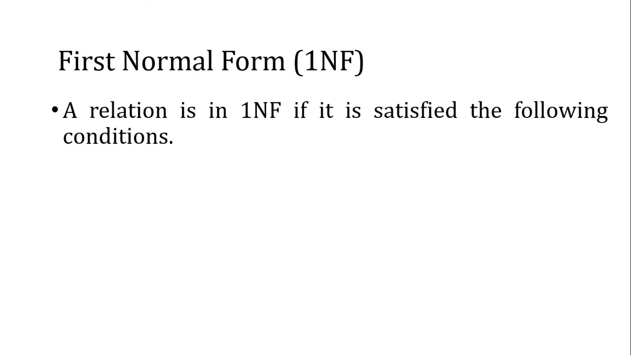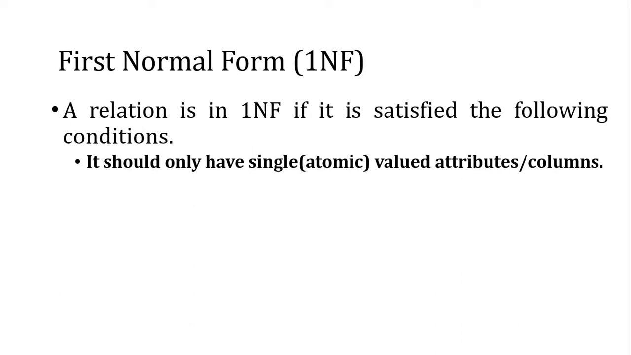First normal form is in short said 1NF. In the first normal form, there are some parameters, rules and norms. So what are the rules and norms? A relation is in first normal form if it satisfies the following conditions. A relation means a table. What are the conditions? Number one, it should only have single or atomic value attributes, columns.